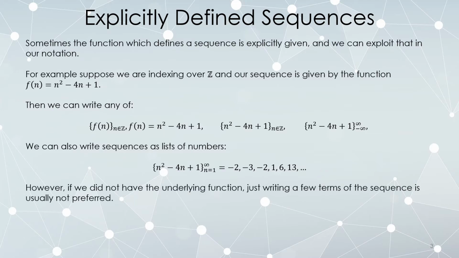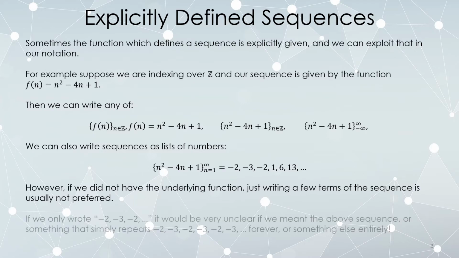If you didn't have the underlying function, however, just writing out terms of the sequence is really not the best idea. If you were trying to define a sequence and all you did is say, oh, -2, -3, -2, and so forth, it would be really unclear, if you weren't given any extra information, exactly what the next term was supposed to be. It could have been this, -2, -3, -2, 1, 6, 13, or maybe it was a sequence that just went back and forth between those two numbers, -2, -3, -2, -3, and so forth. If all you're given is a couple values of a sequence, there's really no way to tell what comes next.